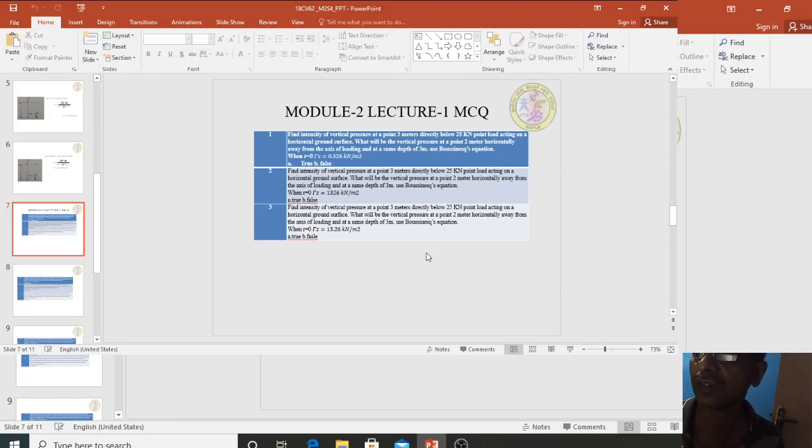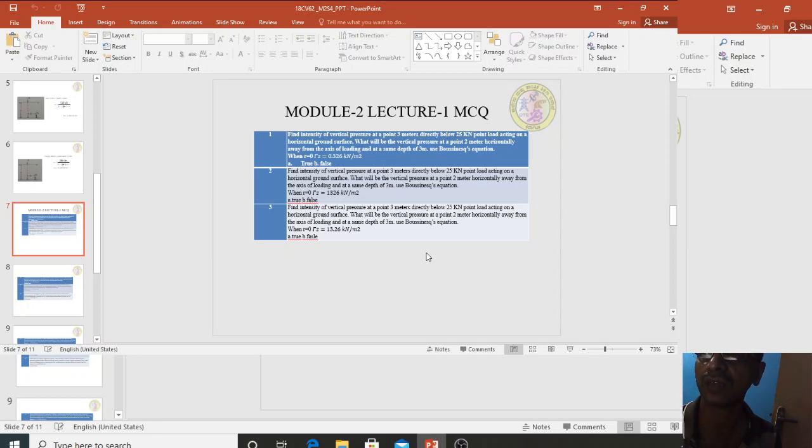Find the intensity of vertical pressure at a point 3 meter directly below a 25 kilonewton load acting on a horizontal ground surface. What will be the vertical pressure at a point 2 meter horizontally away from the axis of loading at a depth of 3 meter using Boussinesq's equation? Again the given answer is 1326 kilonewton per meter square. If you use sigma z is q by z square into 3 by 2 pi divided by 1 plus r by z whole square, whole to the power 5 by 2, it will be 1.326. It is not 1326. Therefore the answer is wrong. That is B. Next, question number 3.